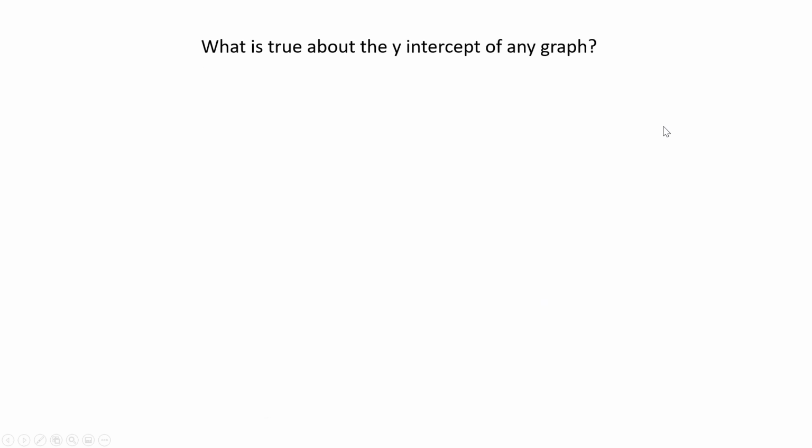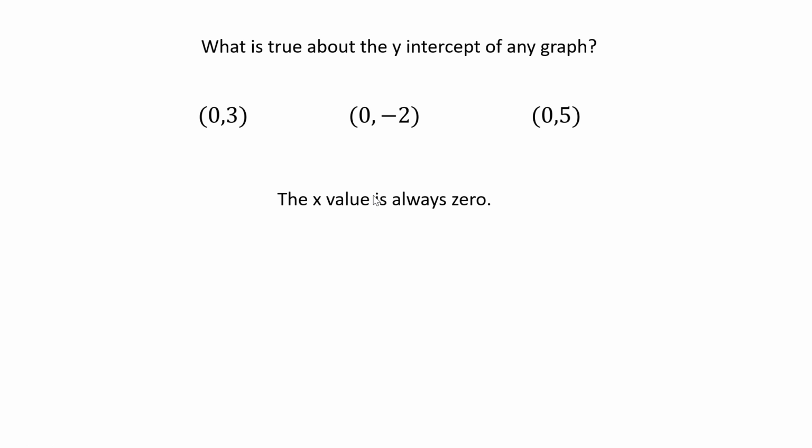So what is true about the y-intercept of any graph? Here are the 3 y-intercepts that we just looked at in the 3 different graphs, and we're looking for what is always true. You can see here that the x value is 0. If I'm on the y-axis, my x value is 0. Okay, so we can use this understanding to find a y-intercept when it's not so obvious.